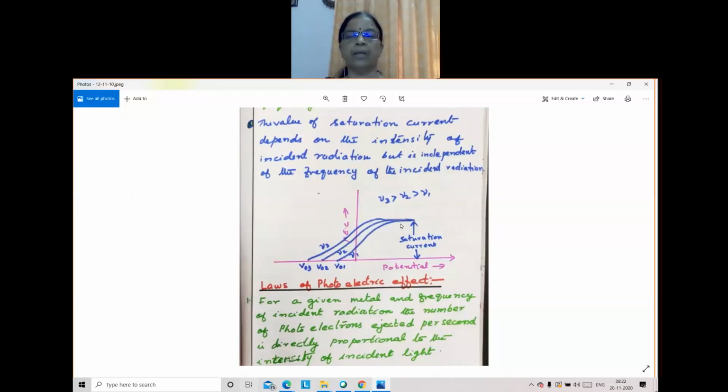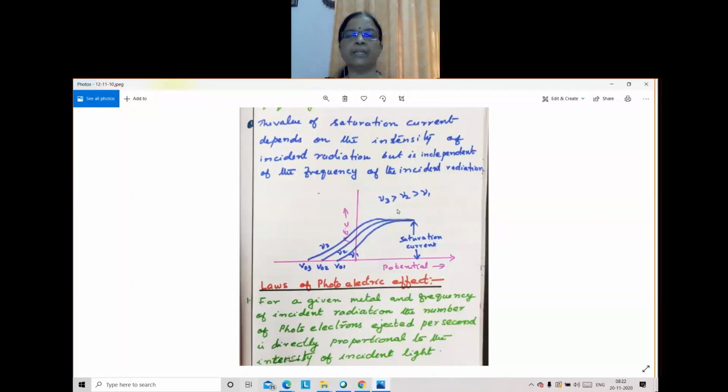Then we study by reversing the potential. Reversing the potential, at a minimum value of potential, all the ejected electrons are stopped. That potential is known as stopping potential. This is the graph for that. In the second graph also we have seen the saturation current is the same because we are not changing the intensity. When intensity changes, then only the saturation current will be different. We are only changing the frequency.